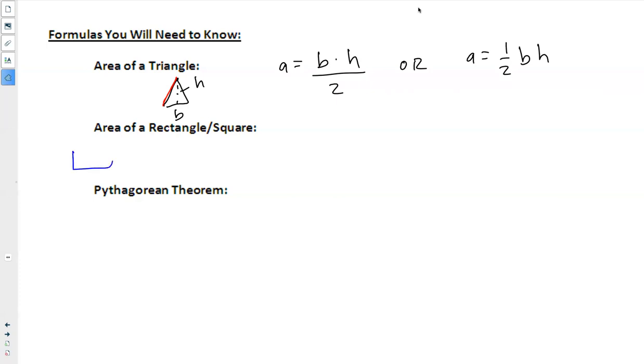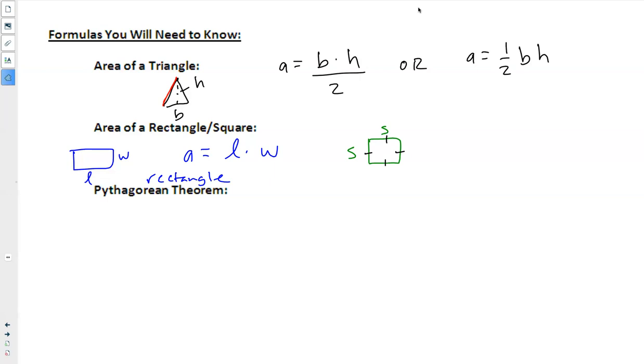For a rectangle, it's a little bit better than my triangle. We have a length and a width here. This should be easy for you guys. Area is equal to length times the width. That's for a rectangle. And if it's for a square where all four sides are the same, which can be indicated by these markings here, that just means all of the sides are equal length.